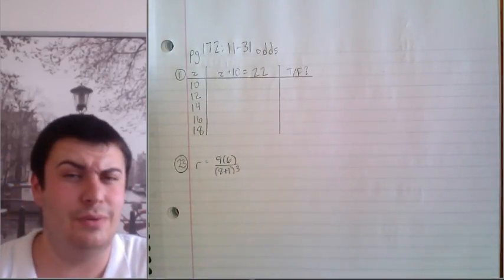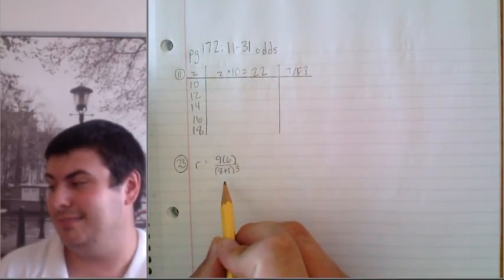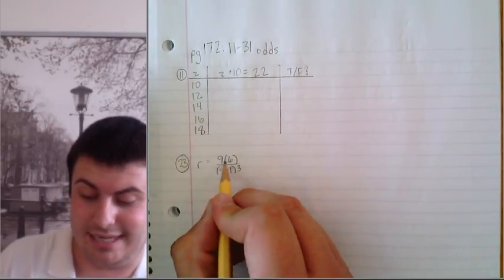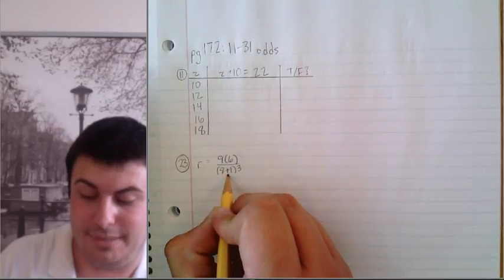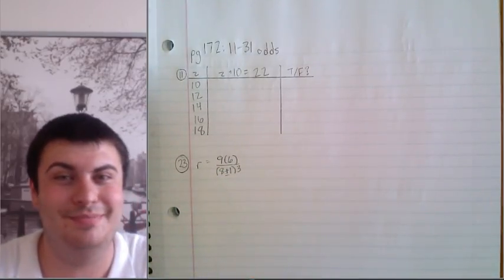Now, there is one quick correction that I need to make. 23, at least in my book, is missing an operation down here, so we need to know that it is 9 times 6 plus, over the group 8 plus 1 times 3. All right? Have fun.